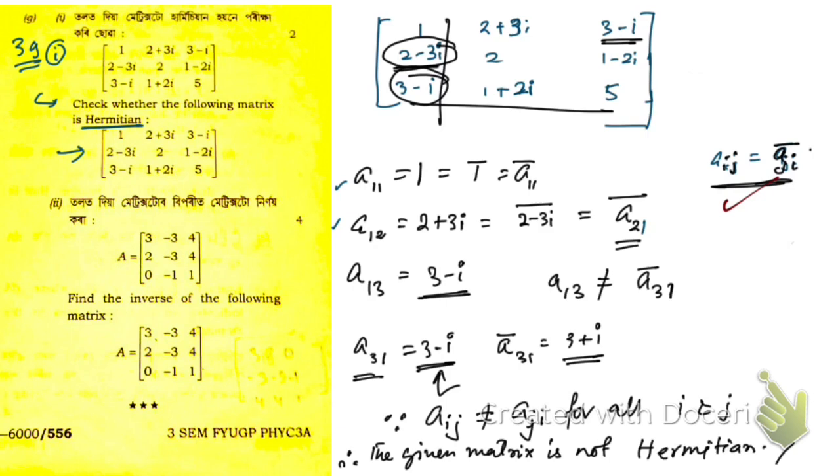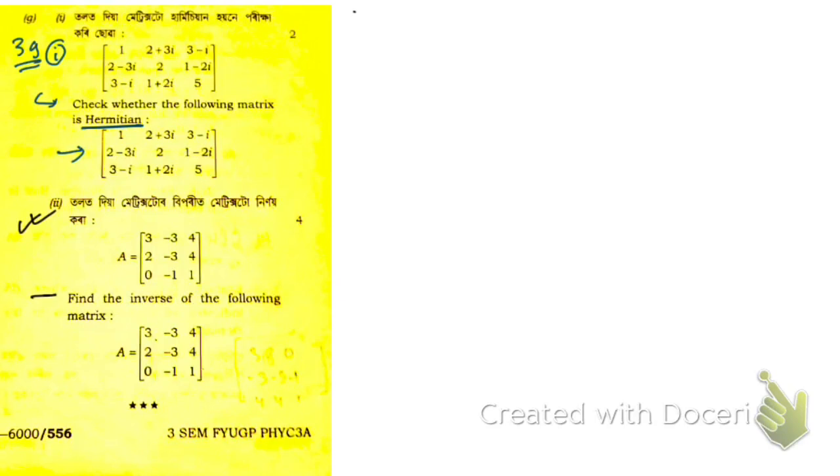Right? So hope you have understood this. So this was 3gi, okay? This one is solved. Now let me solve 3g2, which is the last problem, okay? So first let me clean this. So now we need to find the inverse of the following matrix, okay?